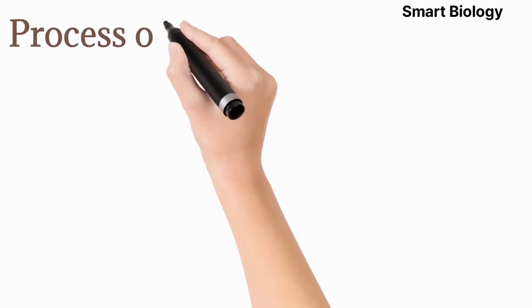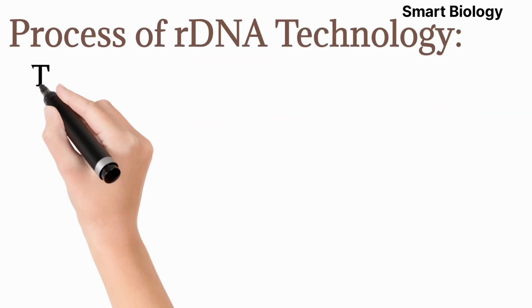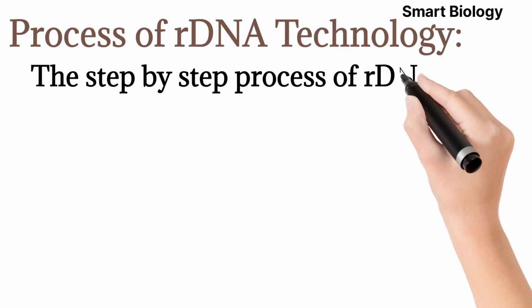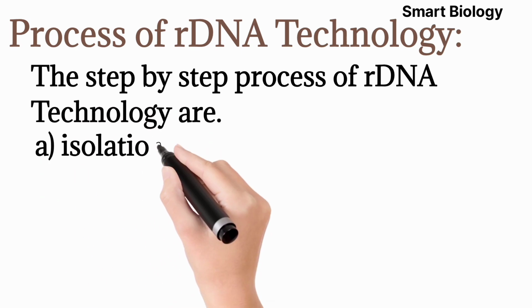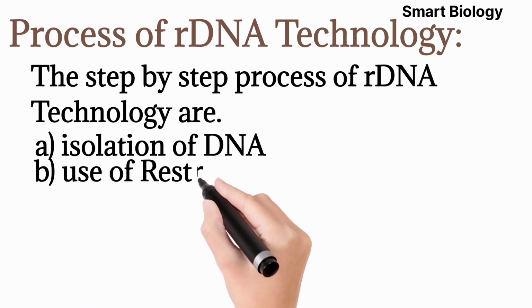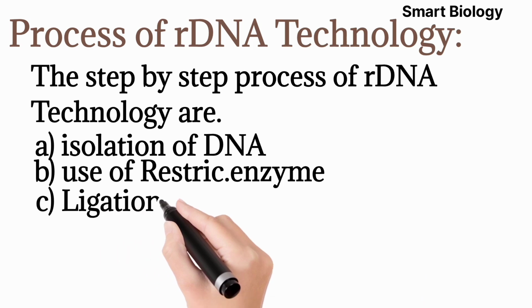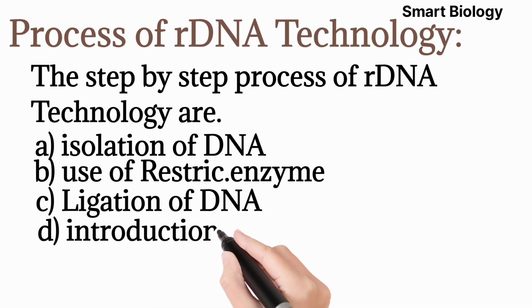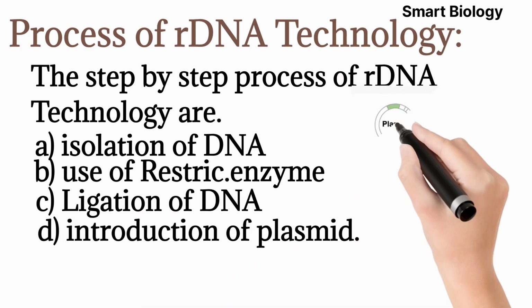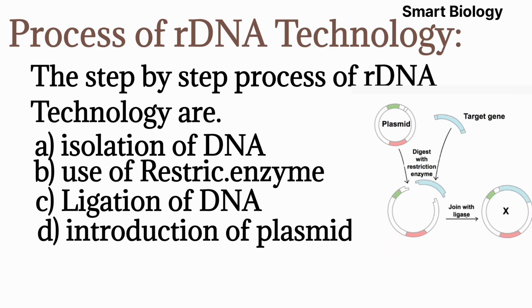The step-by-step process of recombinant DNA technology are: isolation of DNA, use of restriction enzymes, ligation of DNA fragments into plasmids or vectors, introduction of plasmids or vectors into host cells.